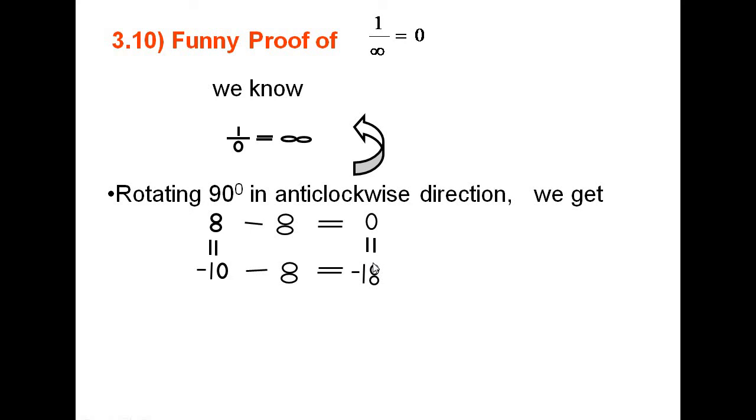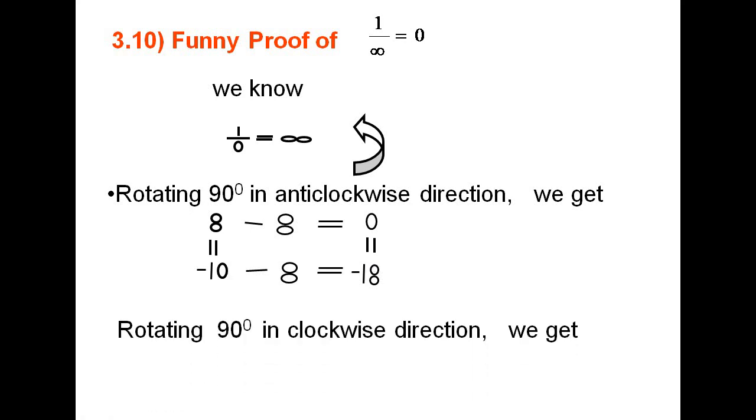Now here we have to rotate this notebook or page by 90 degrees in clockwise direction. Then we'll get this picture as 1 by infinity is equal to 0. Now we are getting this, the so-called proof that 1 by infinity equals 0.